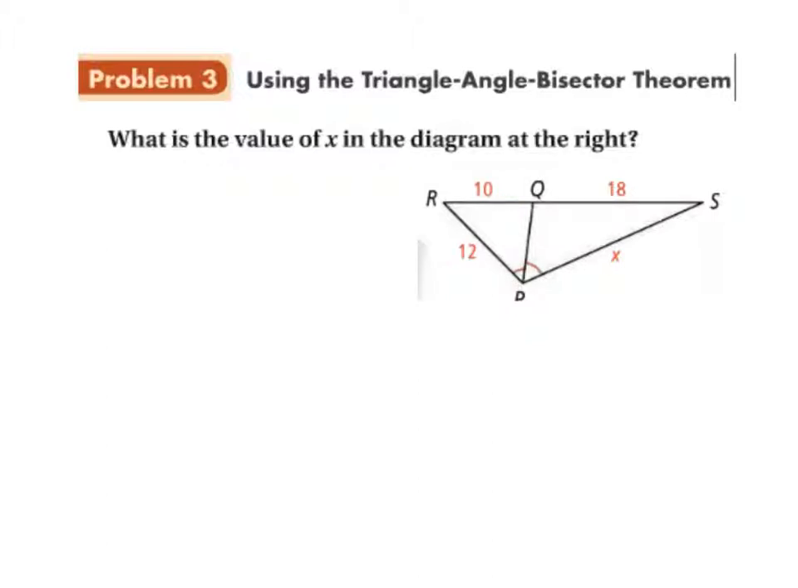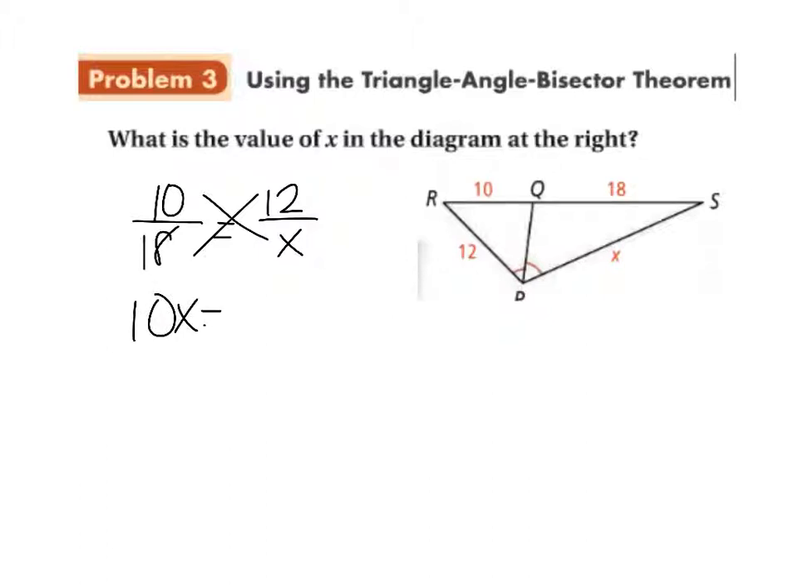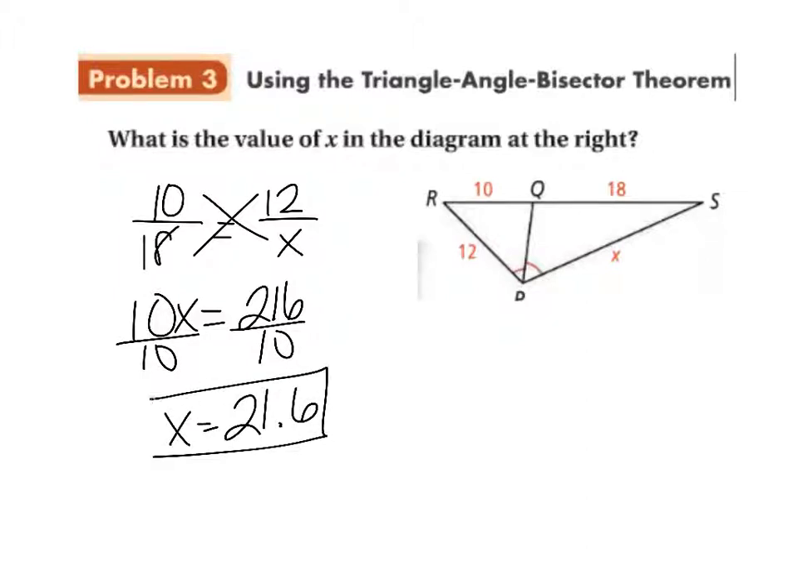All right, I'm going to set this up. I'm going to say, well, 10 to 18, let's go that route, equals, and then I've got to go back into the right order, so I've got to go to the same side. Since I went to the left, I went to the 10, then I'm going to go to the 12 to x. Now cross products. 10x equals 12 times 18, which is 216. Divide by 10. So x is 21.6.